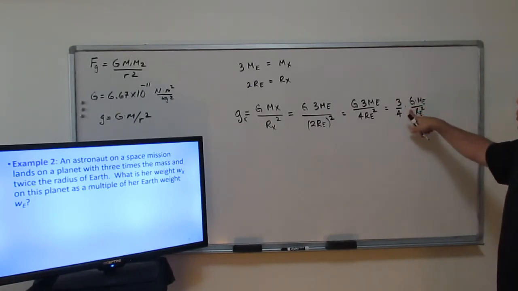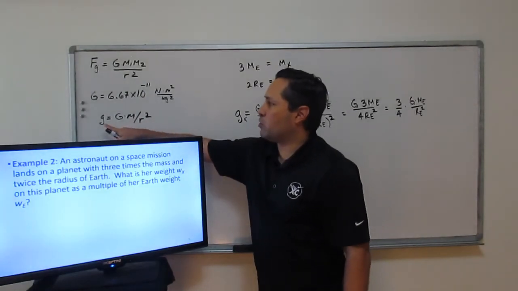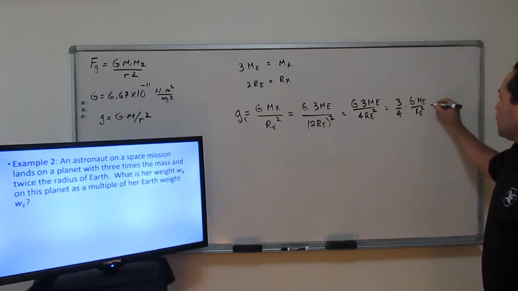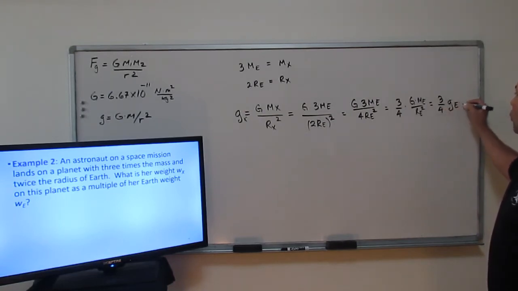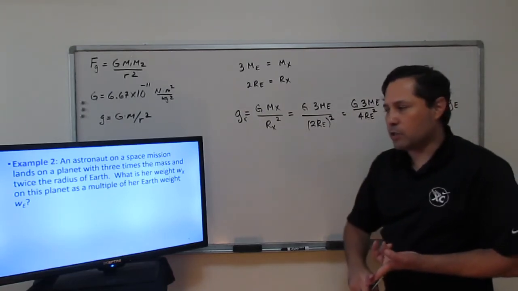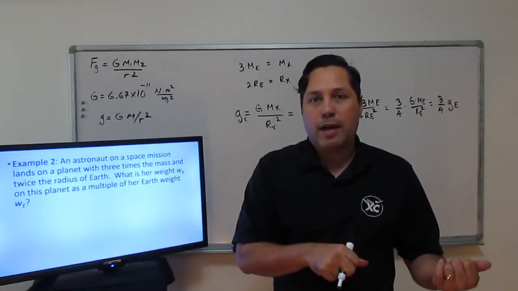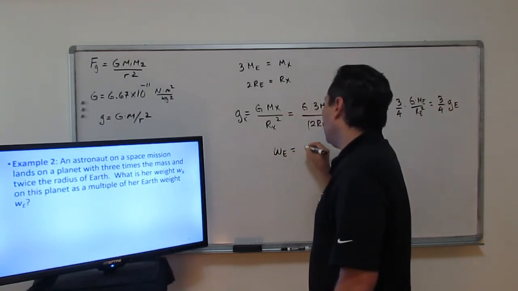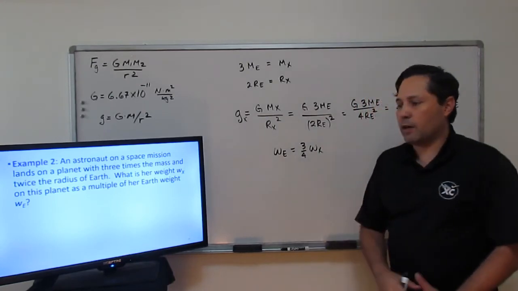So what is G times M over r squared? G times M over r squared is just g, but then notice that's the mass of Earth, radius of Earth, so we end up with this: gravity is 3/4 gravity on Earth. So if the astronaut has a weight of 1 on Earth, on planet X it will be 3/4. So her weight on planet X would equal 3/4 her weight on Earth. That takes care of example 2.